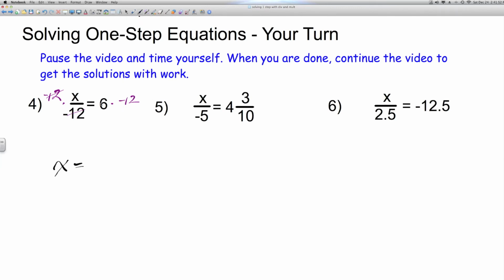On the right-hand side, we have to do 6 times negative 12. Positive times a negative is a negative, and 6 times 12 is 72. Now, 6 times 12 is a multiplication fact that you should know, or you should be able to complete that multiplication very easily. It's 2 digit by 1 digit.